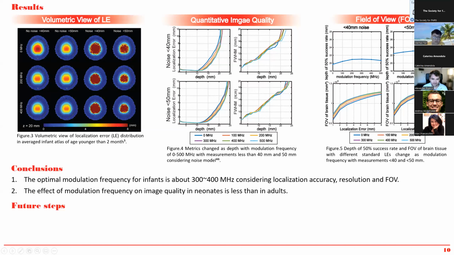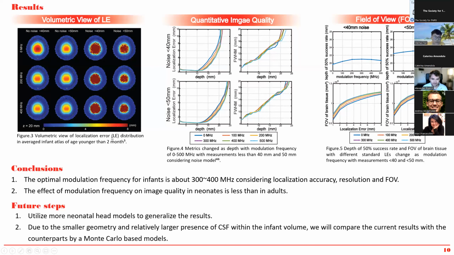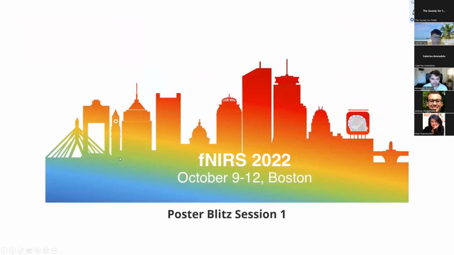So we conclude that the optimal modulation frequency for the infants is about 300 to 400 megahertz, considering the localization accuracy, resolution, and the field of view. However, the effect of the modulation frequency in the infant on the image quality is less than that in the adults. So our next step, we will utilize more neonatal head models to generalize the result. And we think due to the smaller geometry and the relatively larger presence of the CSF, we may compare the current result with the Monte Carlo based modeling.